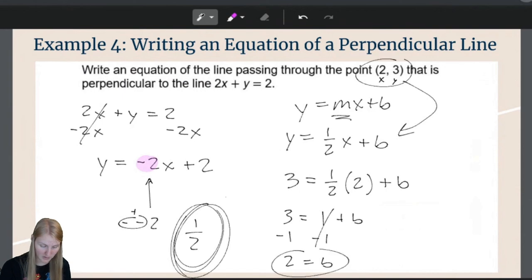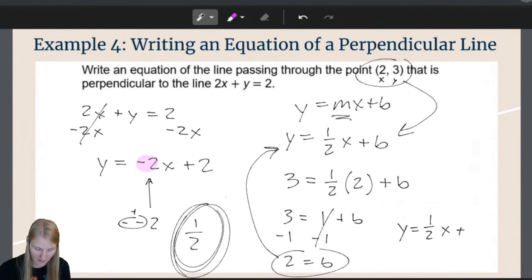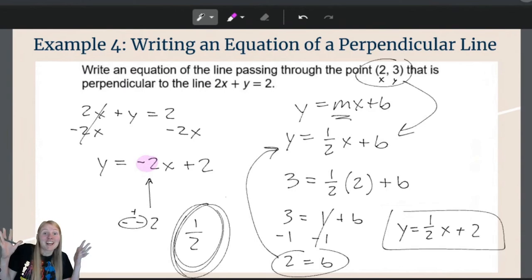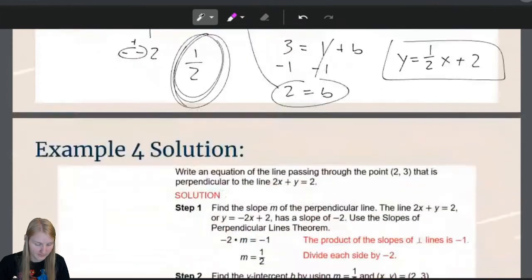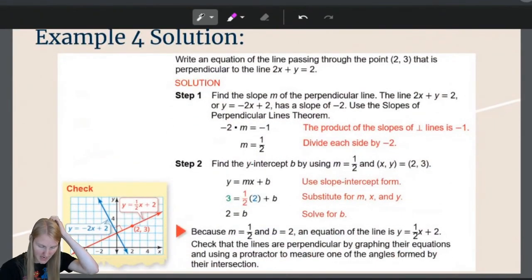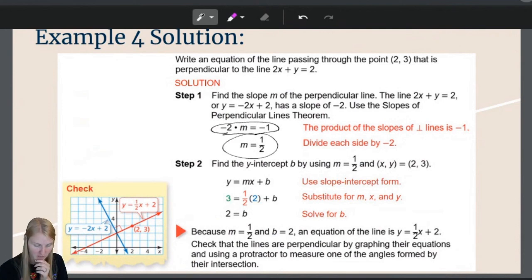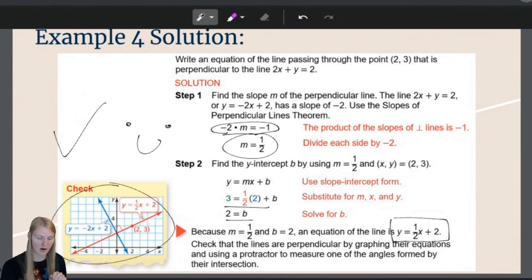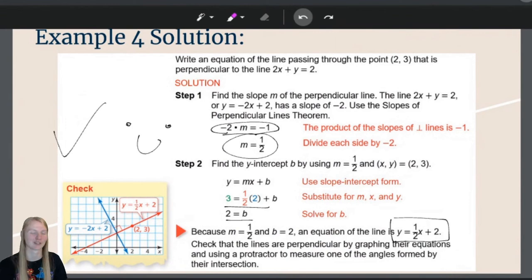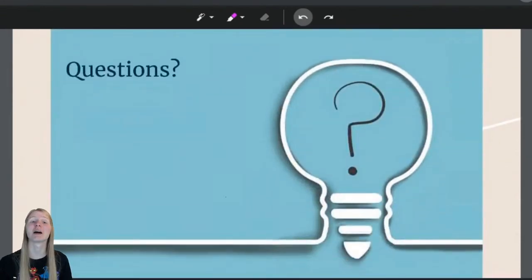There you go. And now this goes back into my equation. So I get y equals 1/2 x plus 2. Ta-da! We are done. And now let's check our answer. Negative reciprocals need to multiply together to equal negative 1. So m is 1/2, b is 2, so y equals 1/2 x plus 2. And again, you can check by graphing to make sure that they truly are perpendicular. But yay! We are right, and we are done with that example, and we are done with our lesson for today.